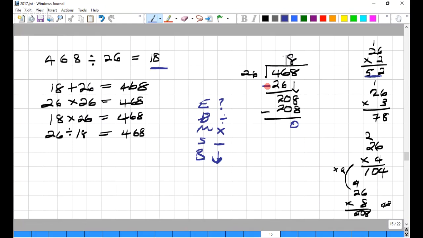What are the special names for these numbers here now? The 18 is called the what? Quotient. Okay. The 0 would be the what? Remainder. Okay. So this is the remainder. The 26 is the what? Divisor. This is the divisor. And the 468 would be the dividend. Hold on. Let's get this spelling right.